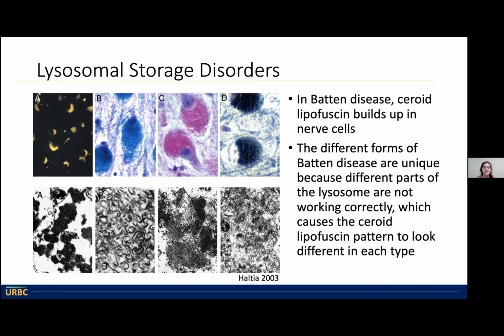We can also look at tissue samples under an especially powerful microscope called an electron microscope. This is helpful to see different patterns that can help determine which form of Batten disease someone has. In the bottom 4 images, Dr. Haltia shows what some of these patterns look like. One of the specific patterns that you may have heard of is fingerprint deposits, which are seen in CLN3 disease. If you look closely at the 3rd image in the bottom row, you may be able to see exactly what those look like. I think they look a lot like fingerprints.